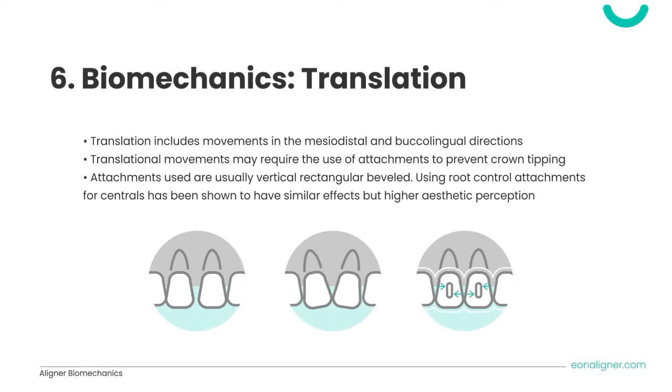Mesiodistal translational movements may require the use of attachments to prevent crown tipping. Other than the fact that tipping is unsightly and creates what is called a black triangle, it increases the risk of relapse when the crown moves but the root doesn't follow. Attachments used are usually vertical, rectangular, beveled. Using root control attachments for centrals has been shown to have similar effects, but higher aesthetic perception.